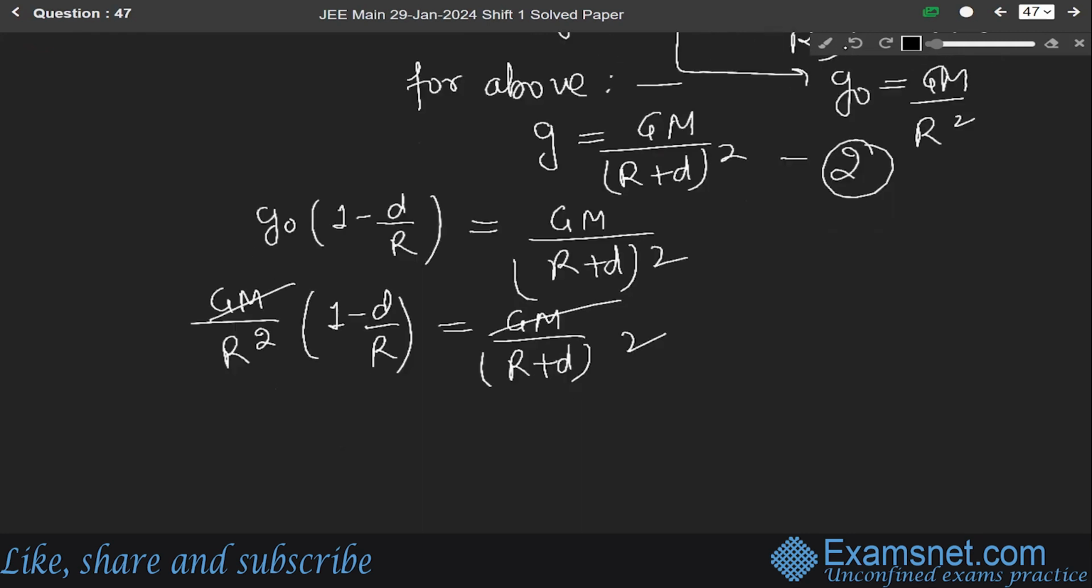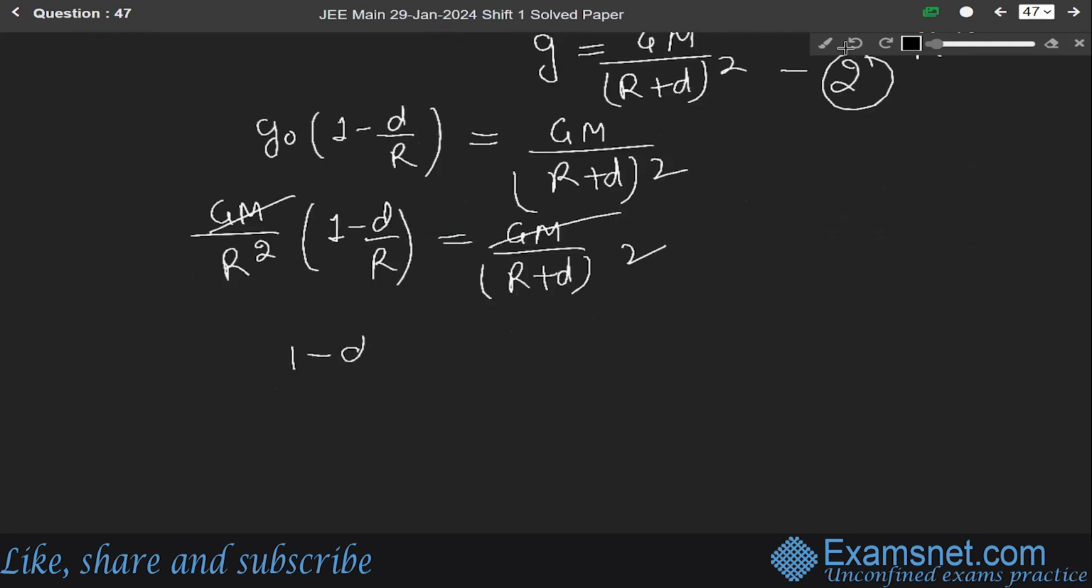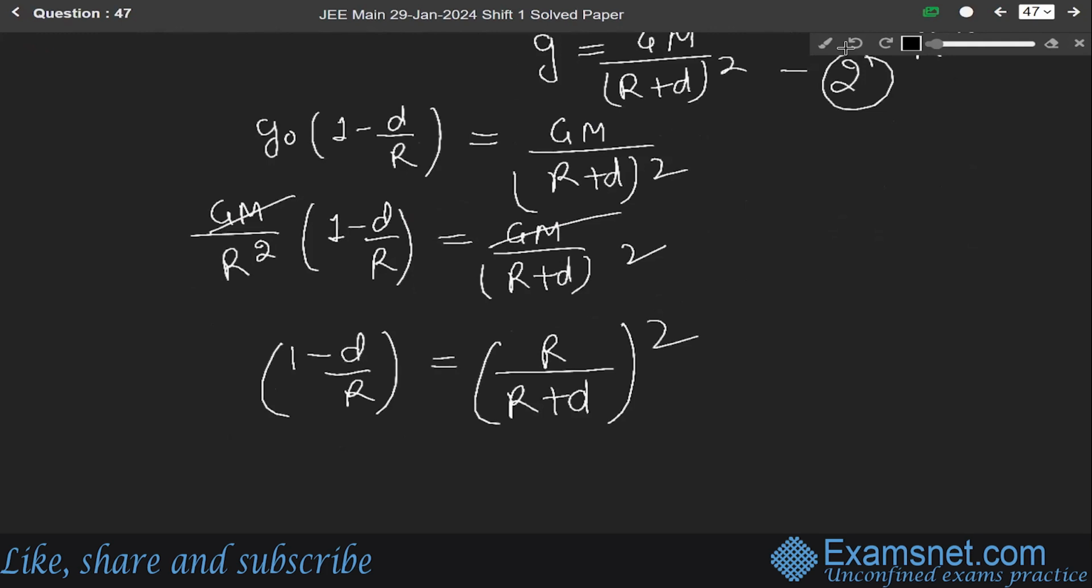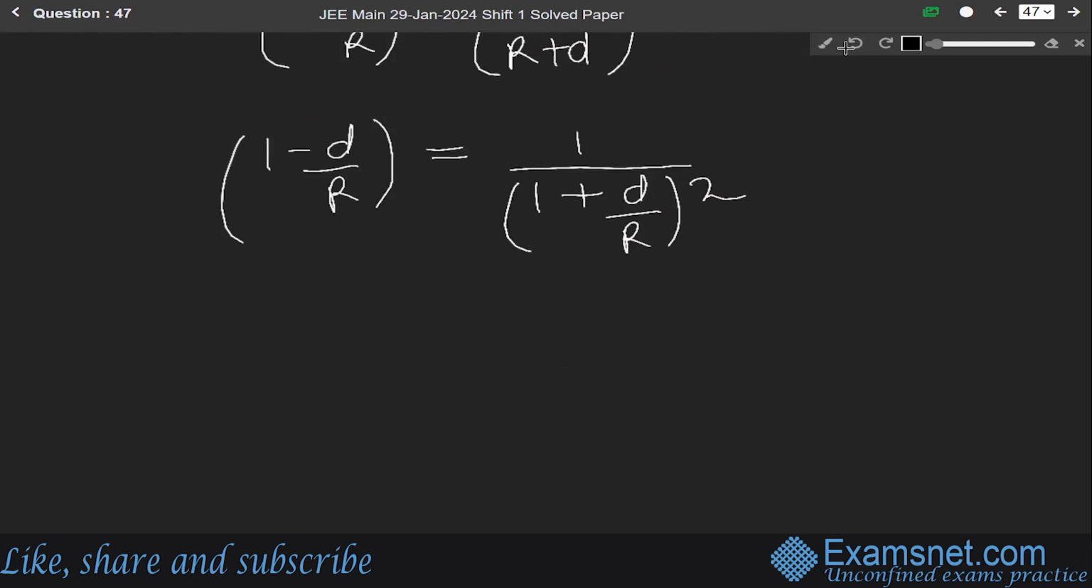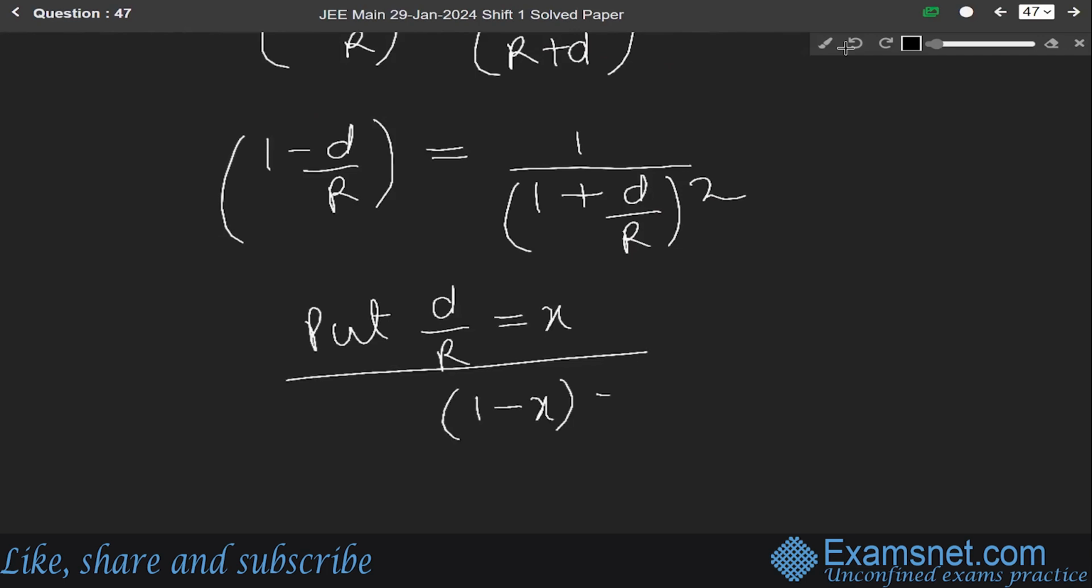Cancelling GM, now we get 1 minus d over R is equal to R over (R plus d) whole square. Now dividing this equation by R, meaning taking R common, we get 1 over (1 plus d over R) square equals 1 minus d over R. Let us put d over R as x. So we get 1 minus x is equal to 1 over (1 plus x) square.